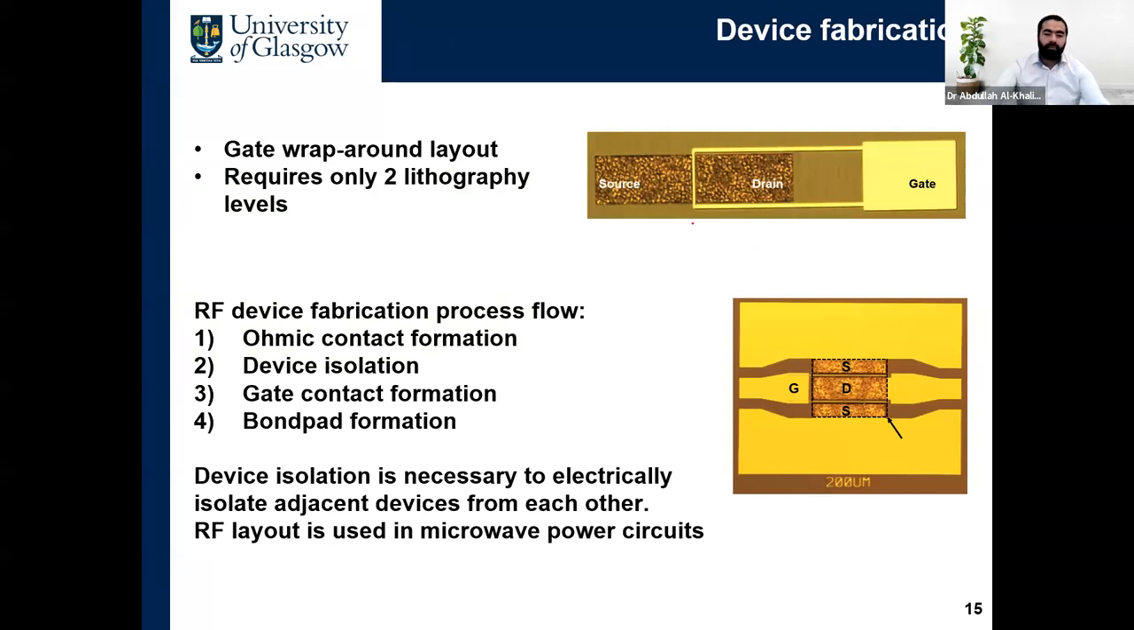Here we show a couple of device layouts. So here is the gate wraparound layout. The gate basically wraps around the drain, and that means we can switch off the channel without doing any mesa isolation around the device. So this only requires two lithography steps, and this is very handy when we want to qualify new wafers and materials, because you can do this process in one day.